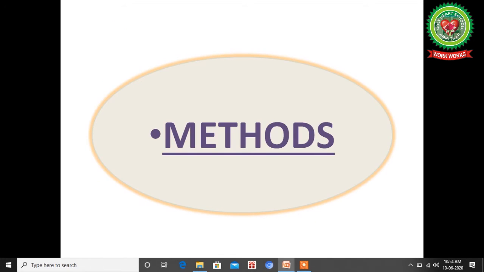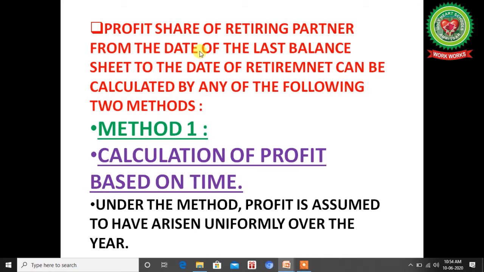Now methods, two methods available. Number one method: the profit share of the retiring partner from the date of the last balance sheet to the date of retirement can be calculated by any of the following two methods. Two methods available: on the basis of time and on the basis of turnover. So first method, calculation of profit on the basis of time. Under the method, profit is assumed to have arisen uniformly over the year.